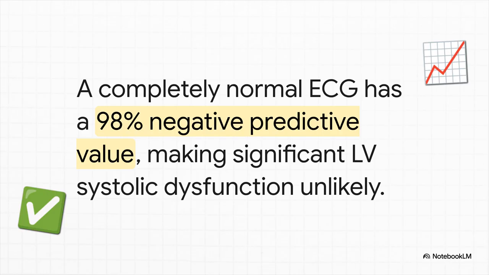Now, the ECG is amazingly useful. But you know what? It's often most useful when it's completely normal. A clean ECG has a 98% negative predictive value. That means if you see one, it's super unlikely that your patient has severe systolic heart failure. It powerfully points your investigation in a whole other direction.